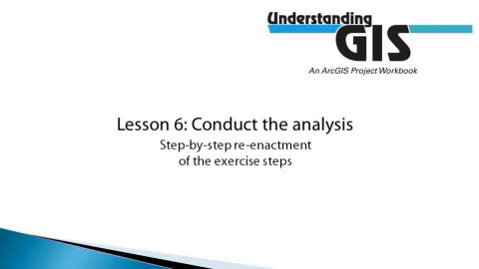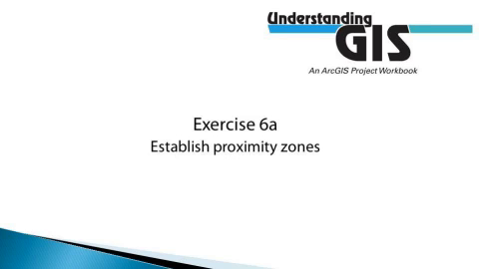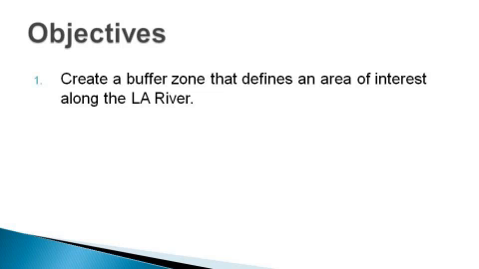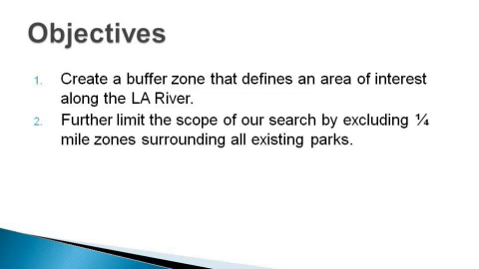This is Lesson 6, Conduct the Analysis. Exercise 6A, Establish Proximity Zones. In this first exercise, we have two objectives. First, we want to create a buffer zone that defines an area of interest along the LA River. And second, we want to further limit the scope of our search by excluding quarter-mile zones surrounding all existing parks.